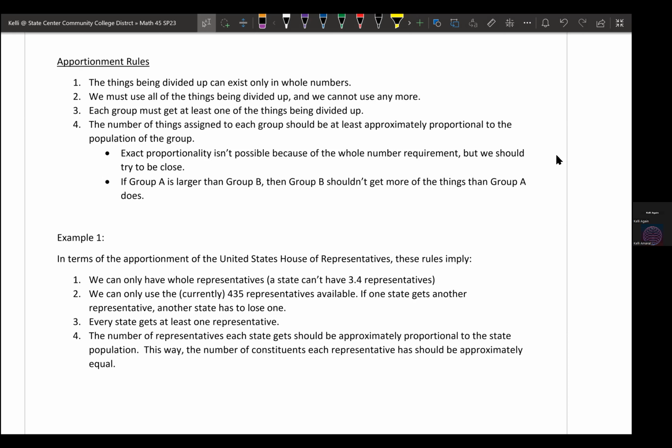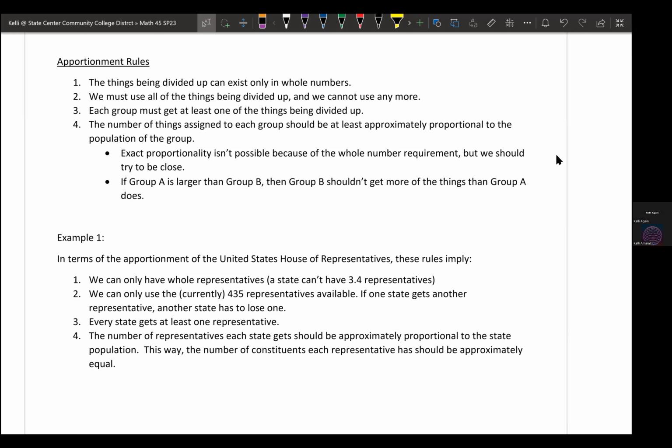Each group must get at least one thing. So even if you're doing your mathematical method and it turns out that some group is supposed to get less than one representative, they actually have to get a representative. You can't have a group that doesn't have anything in it. And it makes sense, especially if you think about it in terms of the government and the representatives. You can't have a state that doesn't have anybody representing it. That would not be right.